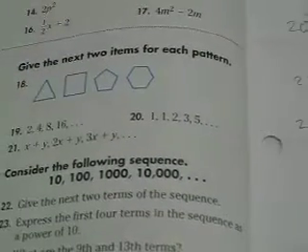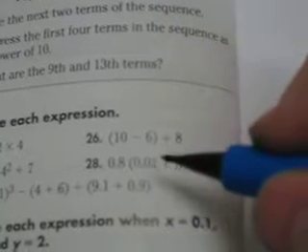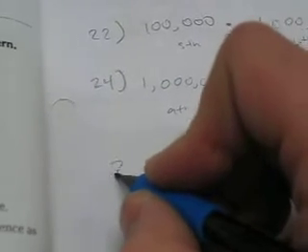Alright, moving on. We are going through number 32 even, so that was 24. Our next section says evaluate each expression. So number 26 is where we're starting. We have 10 minus 6 divided by 8 for 26.